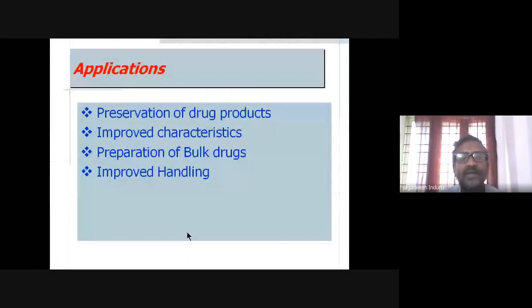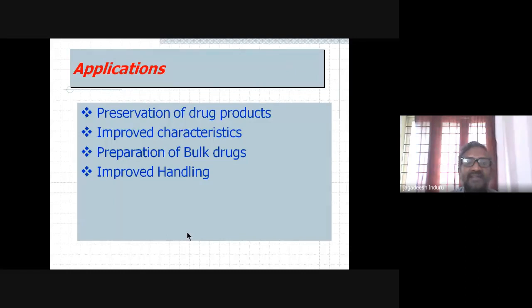Another one is improved characteristics. For example, better flow. Flow wise, it is having improved characteristic. One characteristic is flow. Better flowing is required in our pharmacy because the powder is required to enter from the hopper to the individual dies in the tablet punching machine or in the capsules in the case of capsule manufacturing. So this is actually required.